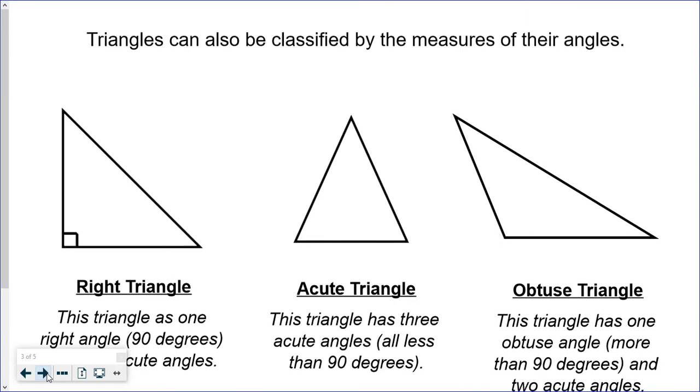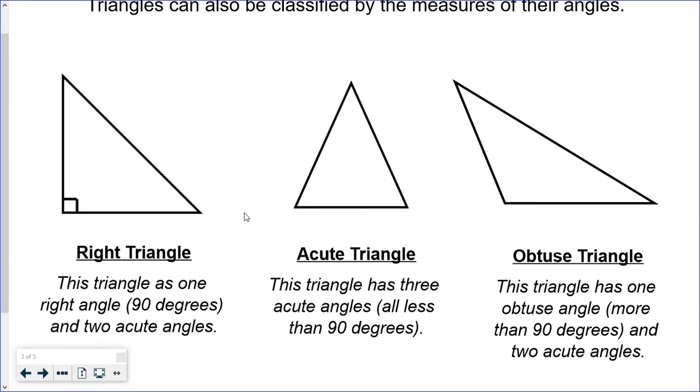I also want to talk about how you would classify triangles based upon their angles. Now we have already established that every single triangle has 3 angles. 1, 2, 3, 1, 2, 3, 1, 2, 3. We see that. But you're going to notice something that all 3 of these triangles have in common. Yes, they have 3 angles.